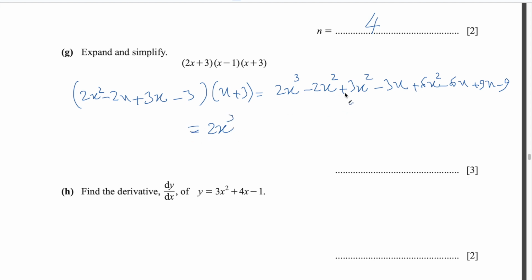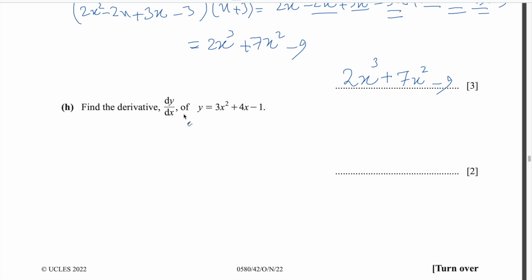Which simplifies to 2x cubed. You have like terms: 3 minus 2x squared, plus 6, it will become 7x squared. So these are the like terms. Minus 6x, minus 3x and plus 9x cancel out each other. So just negative 9 will be left. So it will become 2x cubed plus 7x squared minus 9.